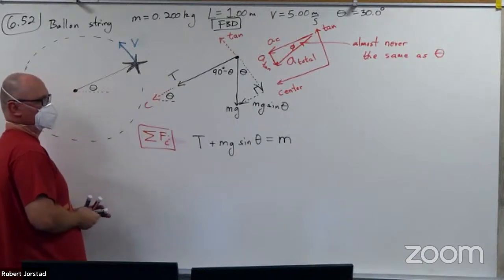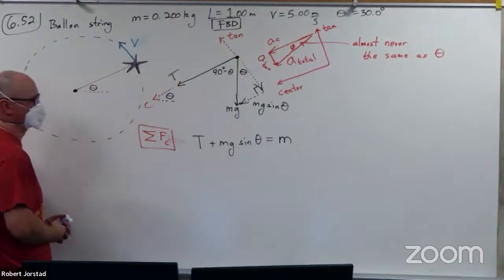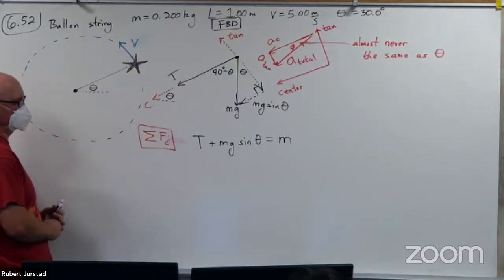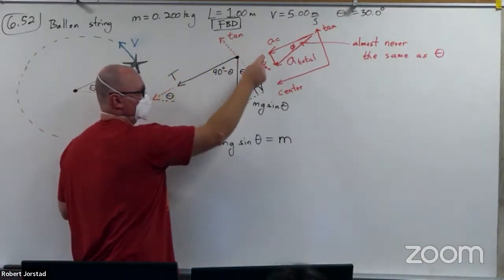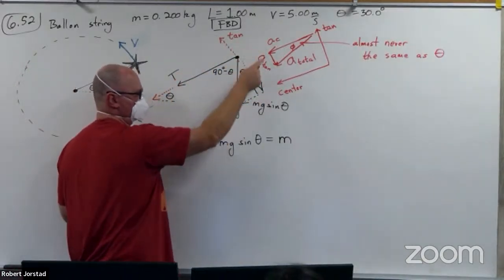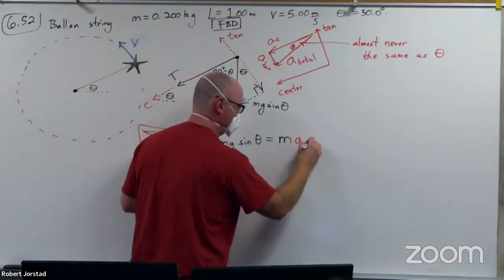Okay, which acceleration? Is it a tan, a total, a c? Is it plus or negative? Which component lines up with towards the center? According to this picture, is it positive or negative? Positive. Don't overthink it. Done.